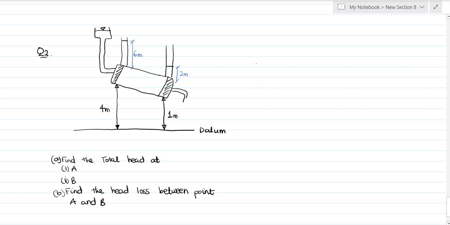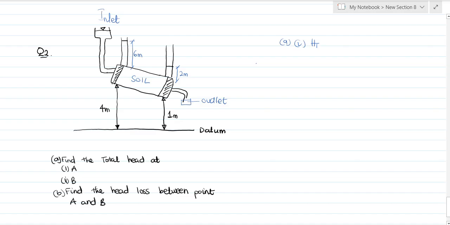Let's take this question for instance. So we have the system. This is soil. Water is flowing. This is my inlet. This is my outlet. So we are supposed to find the total head at A.